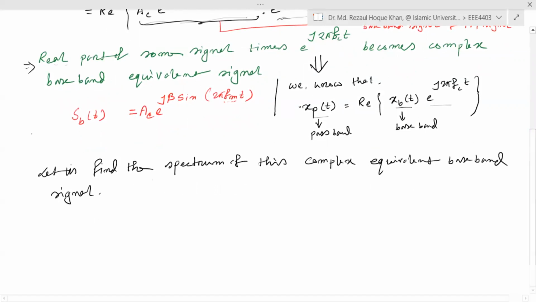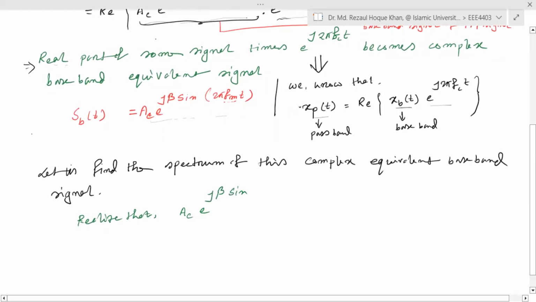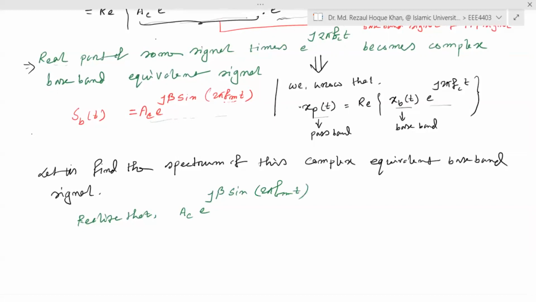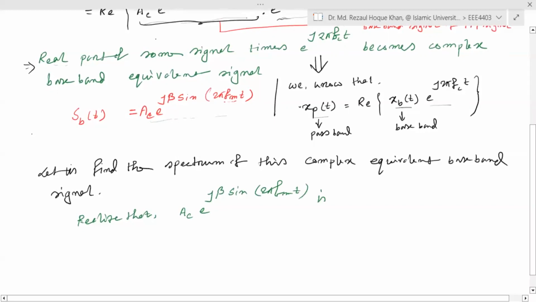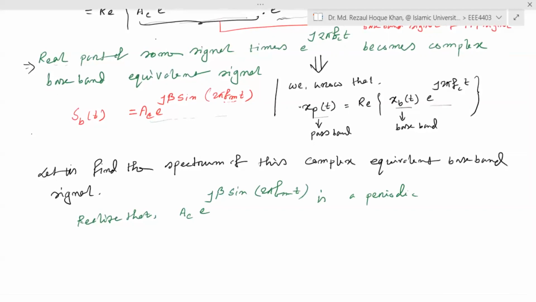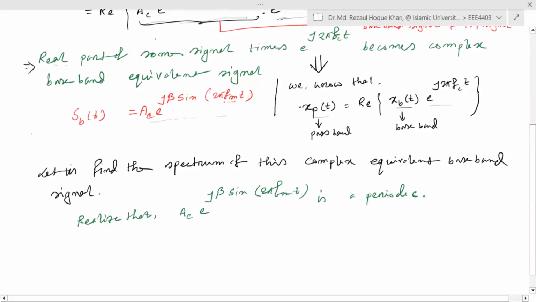For that, now this is actually our complex baseband equivalent signal, so we want to find its spectrum. So we realize that we need some assumption, eh? That this term, C e to the power j beta sine twice pi f m t, is a periodic signal. Right? So if this is periodic, then the spectrum that we are looking for will be given in a discrete Fourier series form, right?